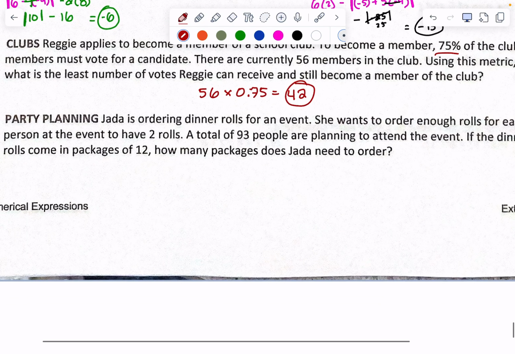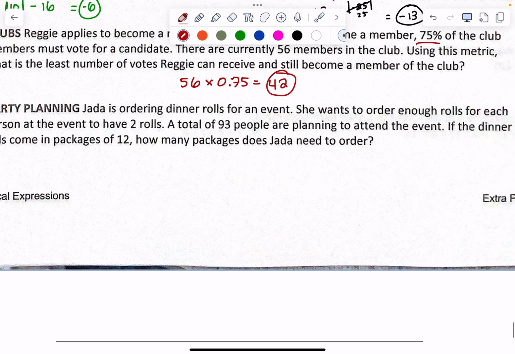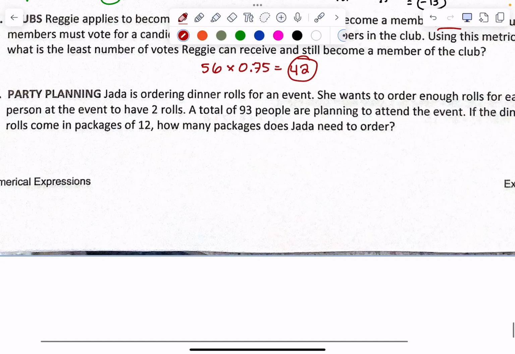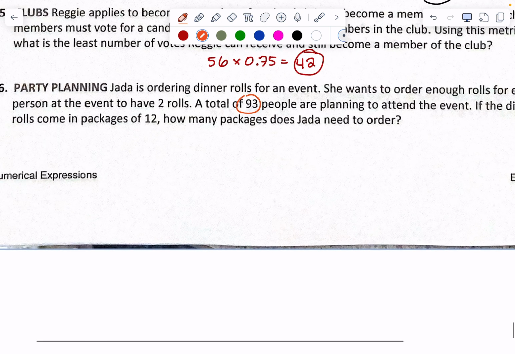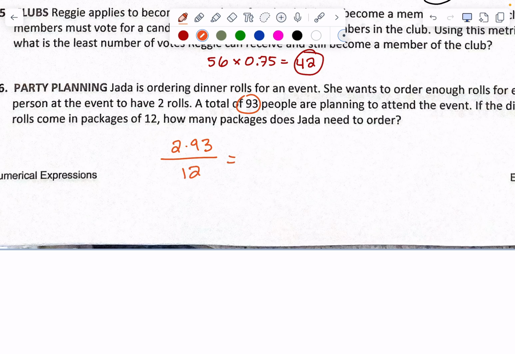All right, Jada is ordering dinner rolls for an event. She wants to order enough rolls for each person at the event to have 2. A total of 93 people are planning to attend the event. If rolls come in packages of 12, how many packages does she need? All right, so what do we do first? 2 times 93, and then we're going to divide that by 12. 2 times 93 is 186. Divided by 12 is 15.5, so she would need 16 packages.